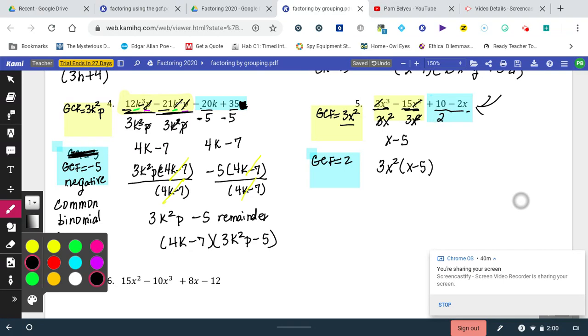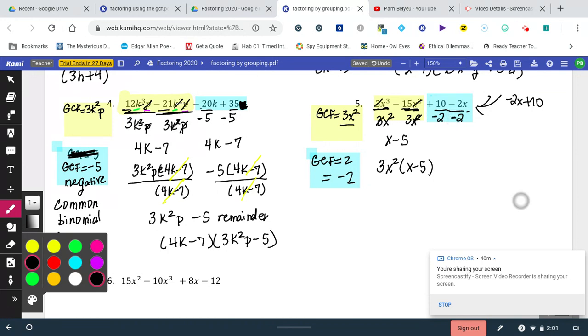I want you to see something. I'm going to try to erase in a minute. But the leading coefficient is not the 10. The leading coefficient is the negative 2 because negative 2x has a degree of 1. So when you write it in standard form, you really should have negative 2x plus 10. Which tells me my GCF shouldn't be 2. It really should be negative 2. So I'm going to go ahead and put the negative 2.